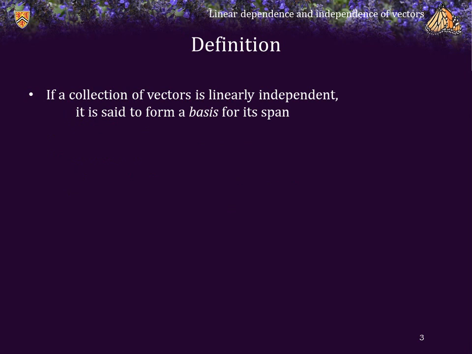Now, first let's start with a definition. If a collection of vectors is linearly independent, then that collection of vectors is said to form a basis for its span. Now, recall that the span is all linear combinations of a collection of vectors. A basis, however, is simply that collection of vectors.